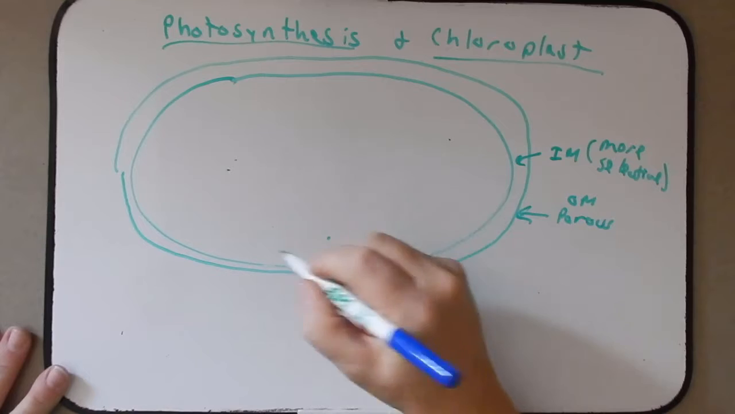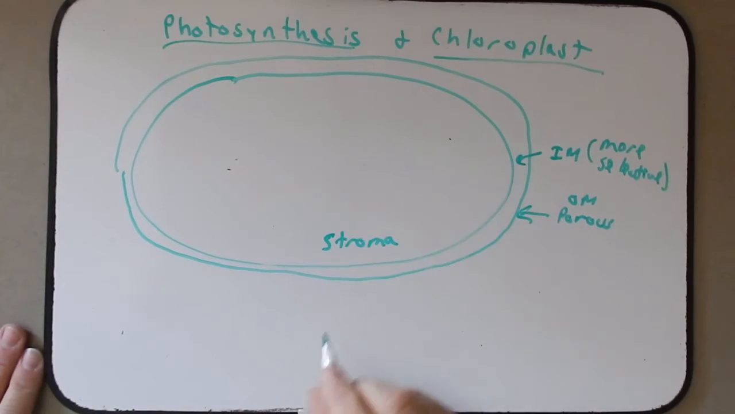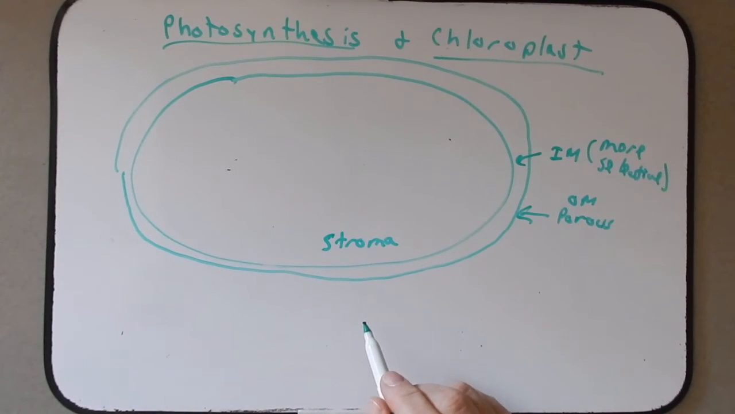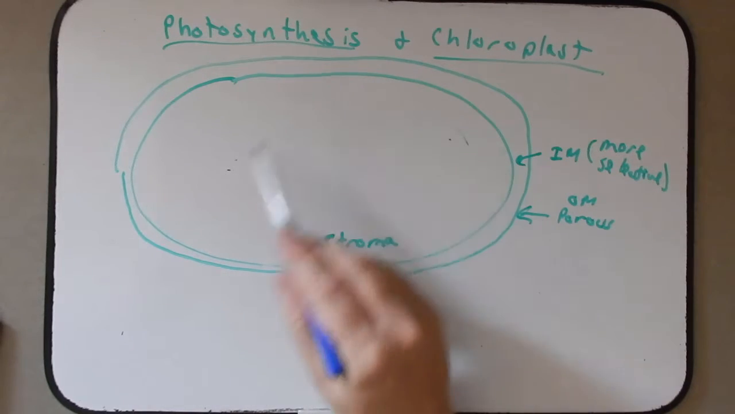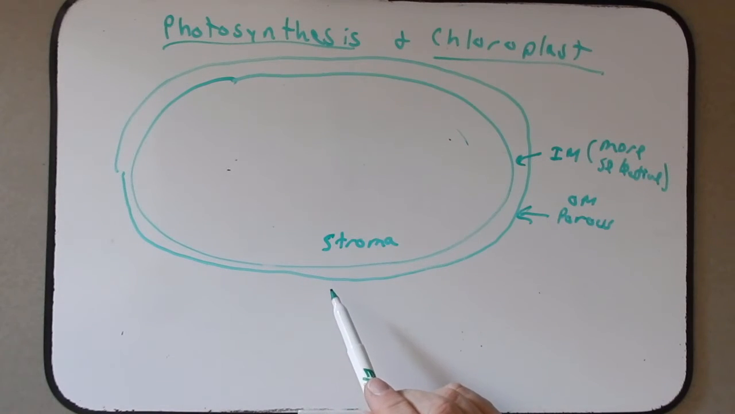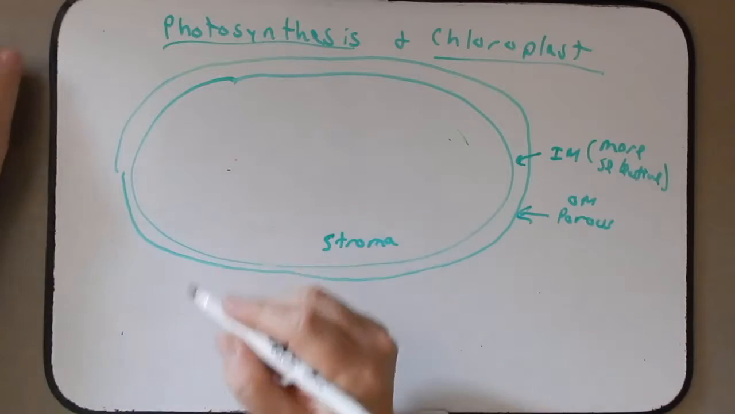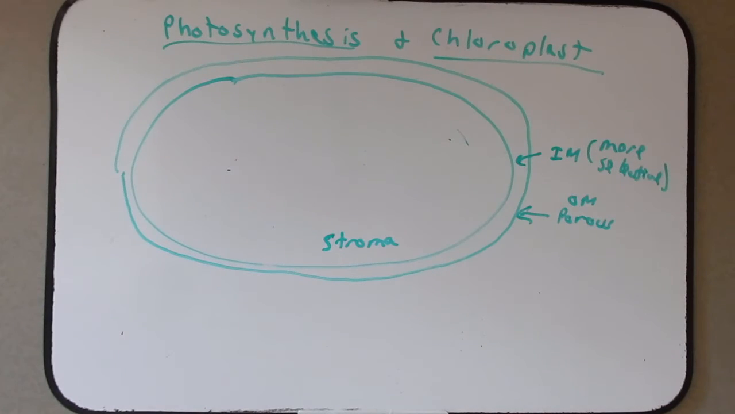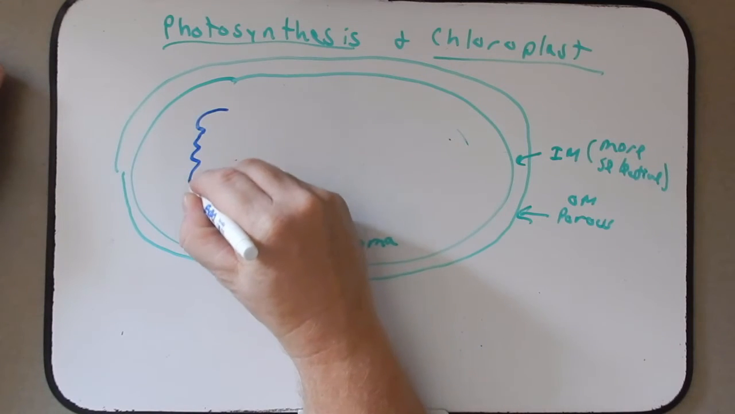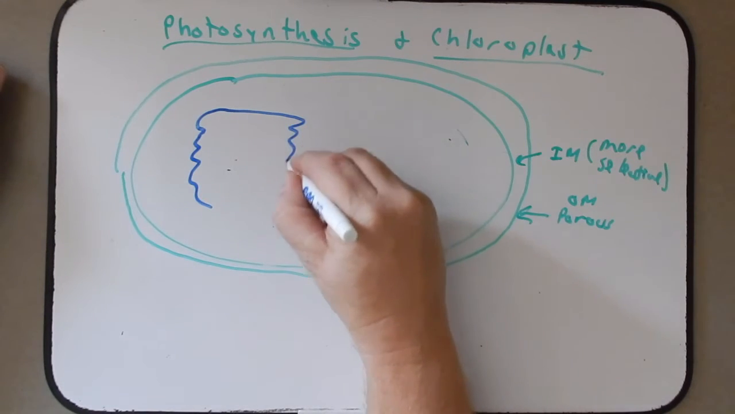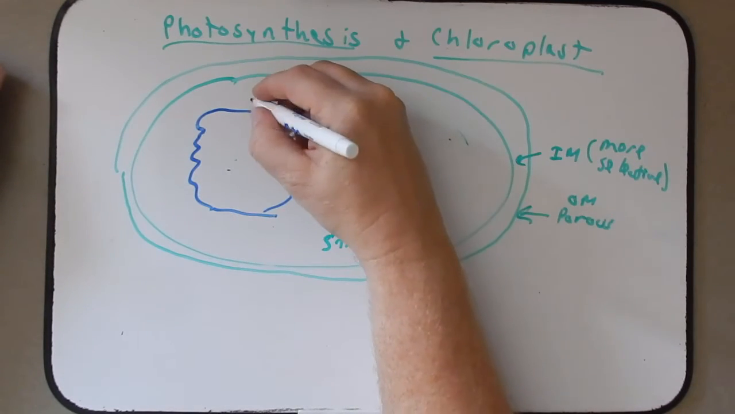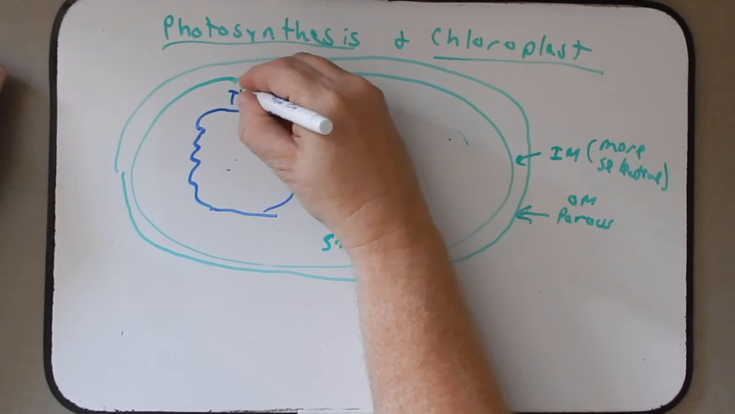On the inside of the chloroplast is the stroma. The stroma is analogous to the matrix of the mitochondria. They are both a fluid-filled substance within their respective organelles, and they house many metabolic enzymes and pathways. Now, unlike mitochondria, chloroplasts contain an internal membrane structure called the thylakoid.